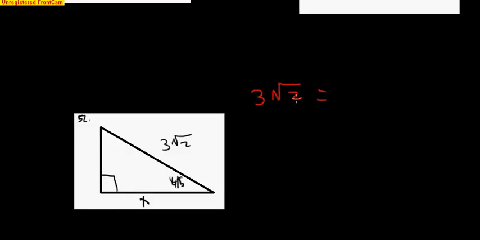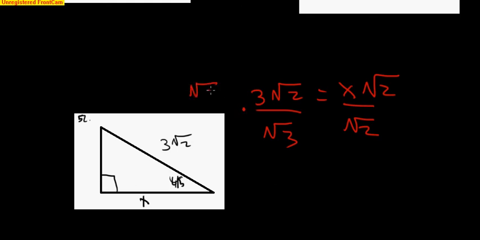So we're trying to find x, so it's going to be x times the square root of 2. Now when we divide by the square root of 2 to get x on its own, we get this setup, okay? 3 multiplied by the square root of 2 over the square root of 3. Now you don't want this square root of 3 in the denominator. So we're going to multiply by the square root of 3 over the square root of 3.